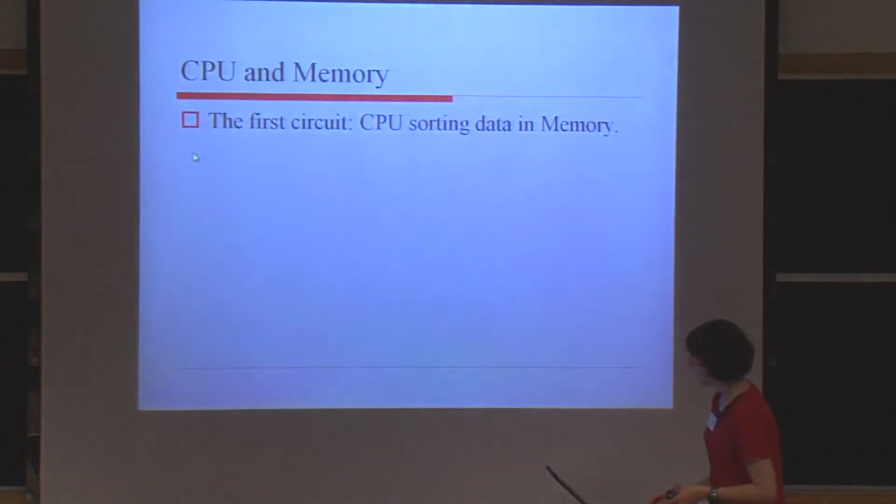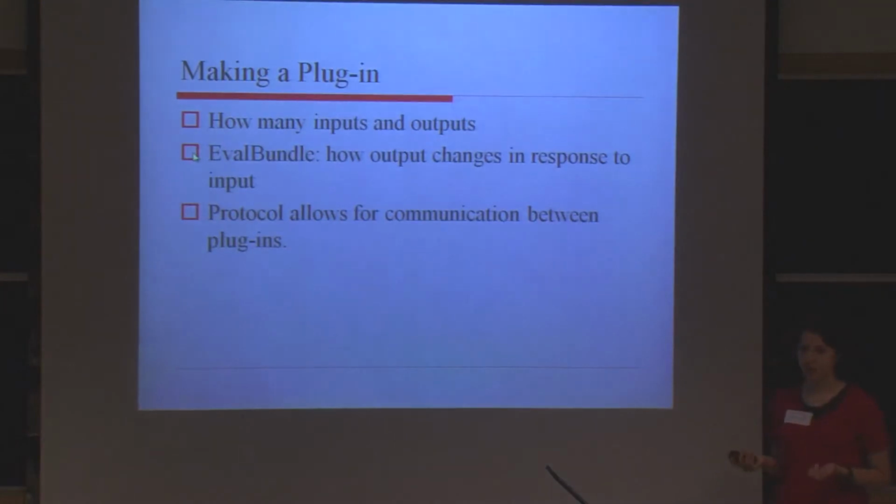Moving on, you may be wondering how you make a plugin. Plugins are written in Java, and a few of the most important things you have to specify in a plugin is how many inputs and outputs you want the plugin to have, and there's a method called eval bundle, which specifies how your outputs need to change in response to your inputs.